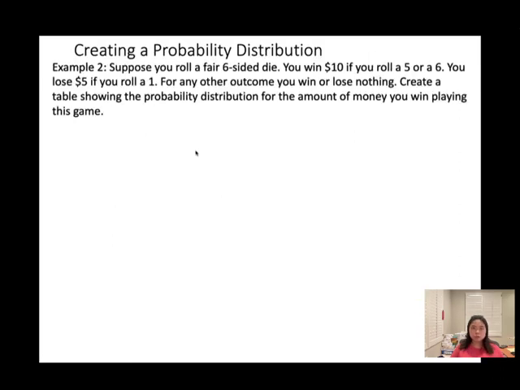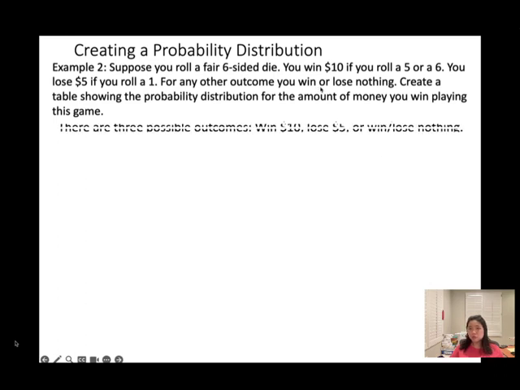Creating a probability distribution. Suppose you roll a fair 6-sided die. You win $10 if you roll a 5 or a 6. You lose $5 if you roll a 1. For any other outcome, you win or lose nothing. Create a table showing the probability distribution for the amount of money you win playing this game. So think about it. This is my random variable x. X will be equal to 10 when you roll a 5 or 6. And x will be equal to -5 because you lose money when you roll a 1. For any other outcome, you win or lose nothing, meaning your x is going to be equal to 0.